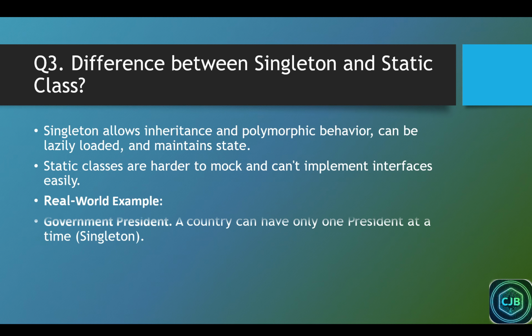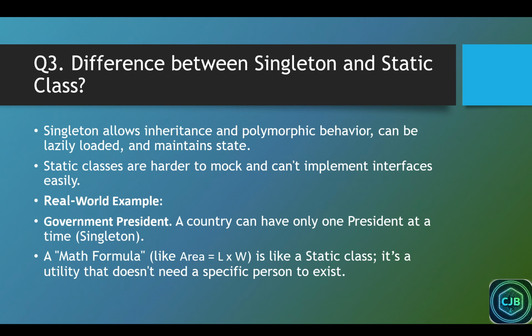Real world example: government president. A country can have only one president at a time. Singleton. A math formula like area equals L multiplied with B is like a static class. It's a utility that doesn't need a specific person to exist.